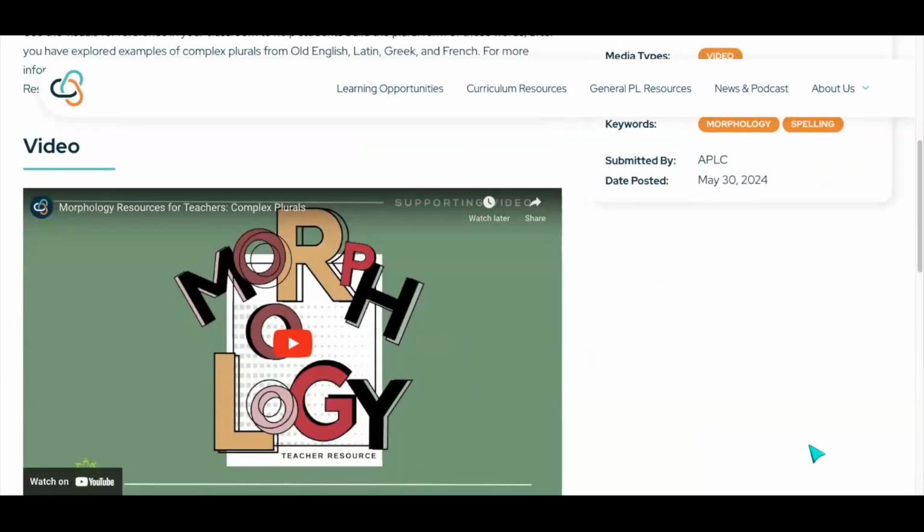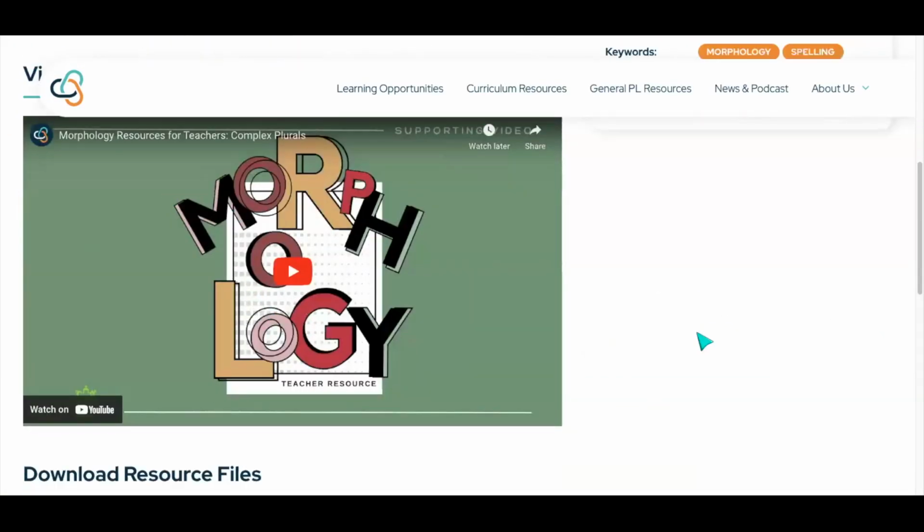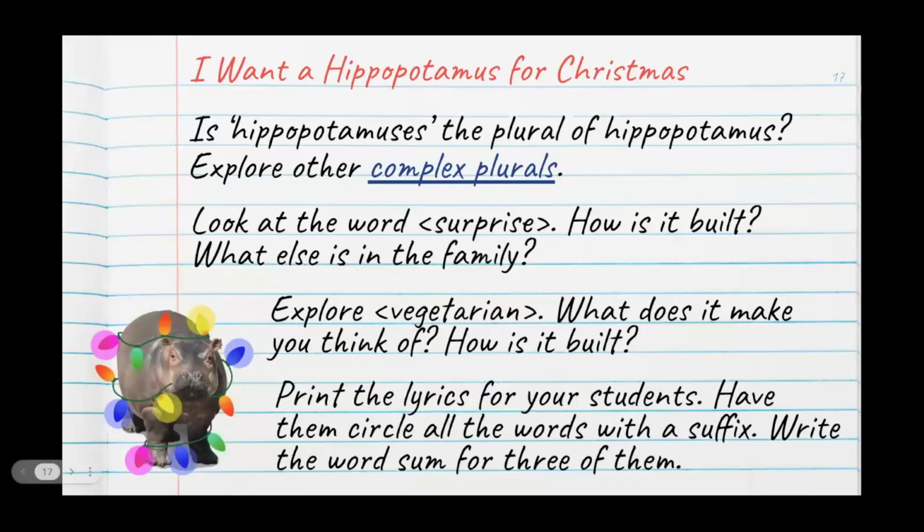And this is linked in the slide deck where I talk about some complex plurals and what exactly they are and where exactly they came from and how they're not as scary as you might think. The other thing that you could do with I Want a Hippopotamus for Christmas is look at the word surprise. So how is the word surprise built? Anyone want to take a guess in the chat box on how the word surprise is built?